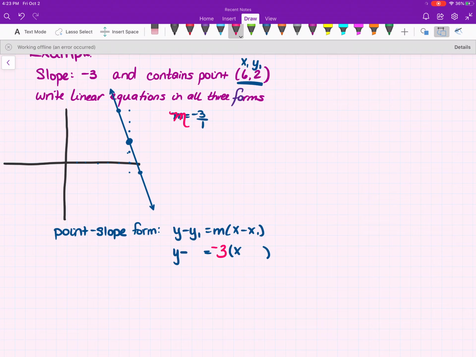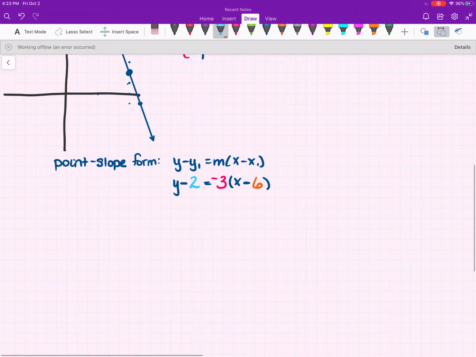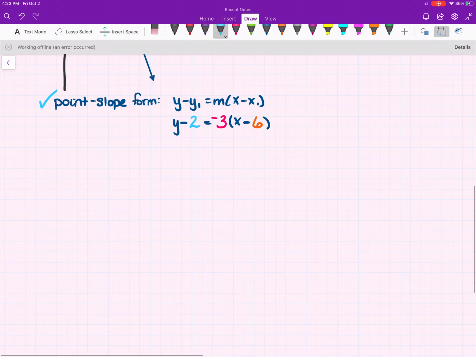And then, do we have an x1, y1? Well, we do. Our x1 is 6. Here it is up here. I'm just getting it from up there, so I just wrote it in orange. And then our y1 is 2. And that was up here from this point. So I'm putting that there. There we go. Point slope form done. Check.